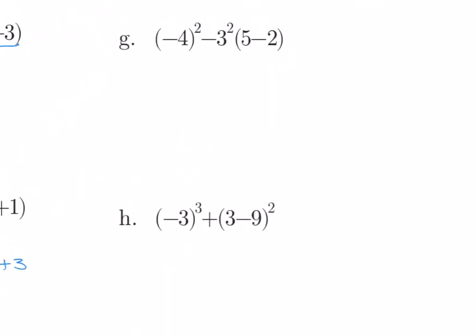Let's look at example G. Now be very careful when you have negatives inside parentheses and you're raising them to exponents. So let's go ahead and see what happens when we do this. Negative 4 squared is negative 4 times negative 4. 4 times 4 is 16, and we do get our negatives cancel.